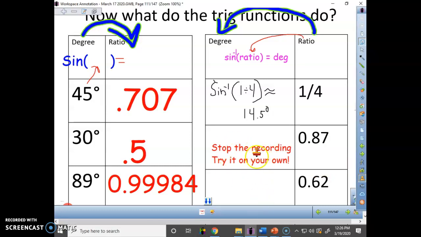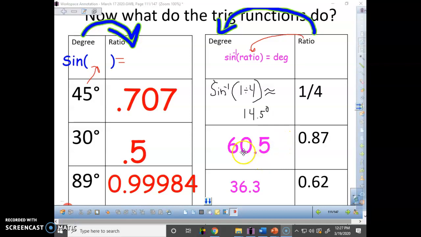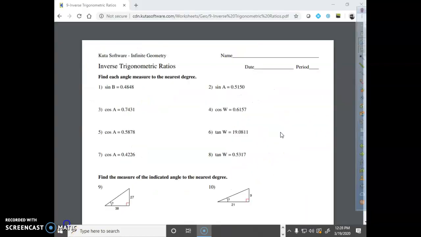Okay, let's stop real quick. Stop the recording. Try these on your own. Okay, did you get 60.5 degrees and 36.3 degrees? That's what you should have. There is an assignment in your CUDA that looks just like this. Take a look at these problems here.